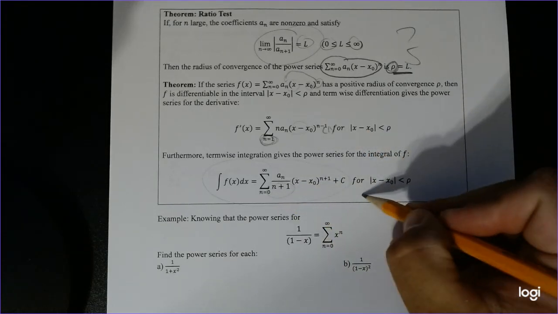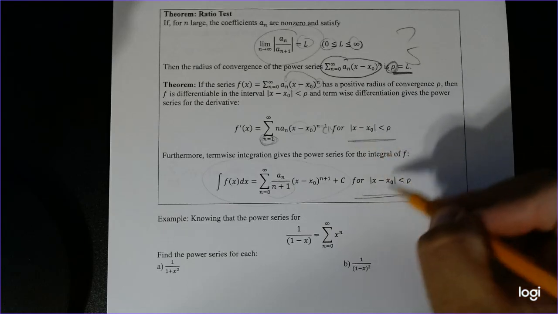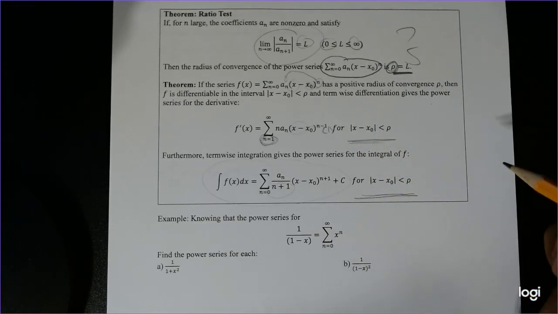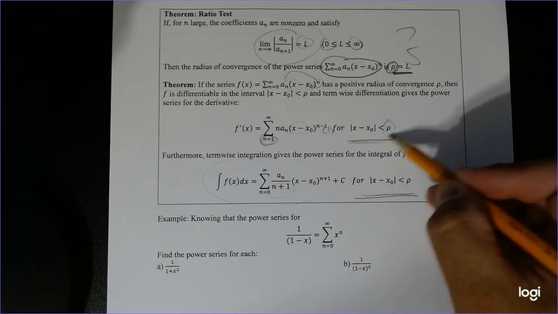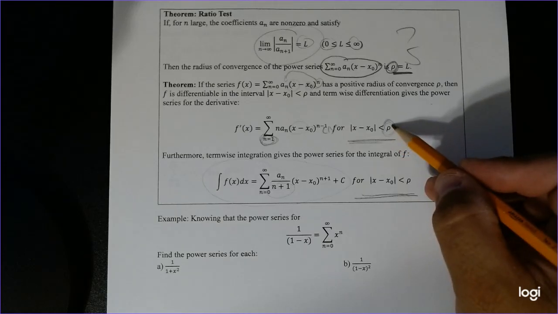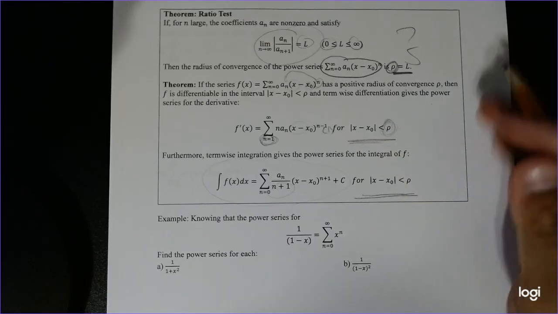Okay. And again, these have the same radius of convergence, right? They're both the same because if this is going to be infinity, and it just gets smaller, it's still infinity, just going rapidly.